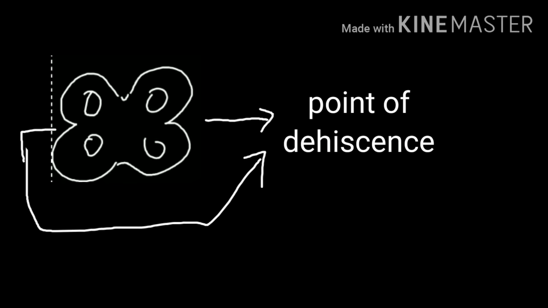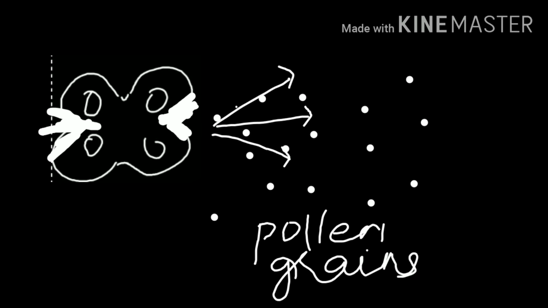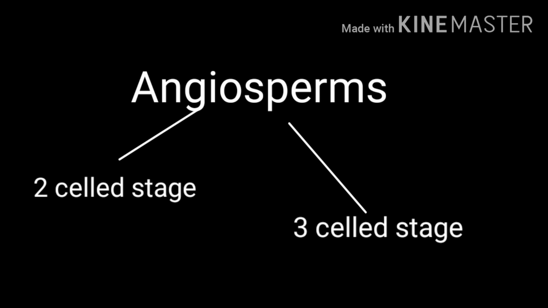After maturation of the anther, the anther wall becomes fibrous, and the non-fibrous portion, that is the point of dehiscence, the stomium, gets ruptured, and the fully matured pollen grains are then released into the environment. 60% of angiosperms release pollen grains at the 2 cell stage, which I have discussed now, and the rest 40% of the angiosperms release pollen grains at the 3 cell stage.